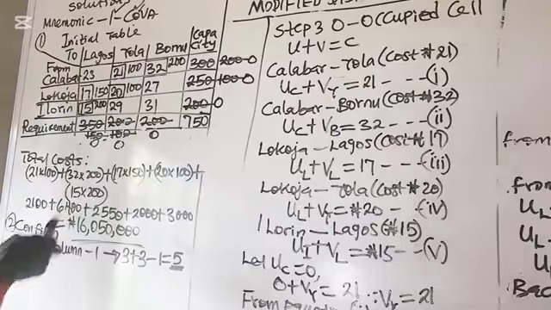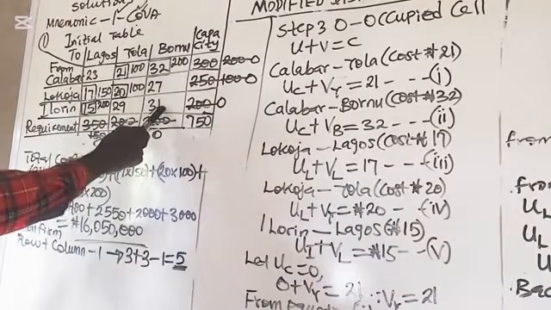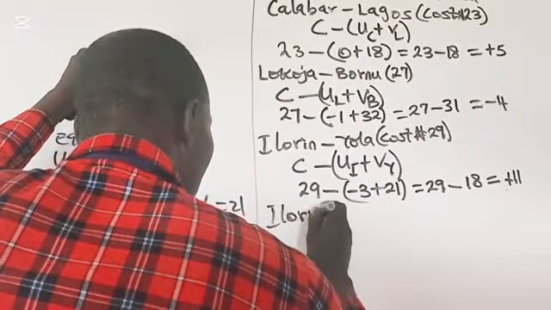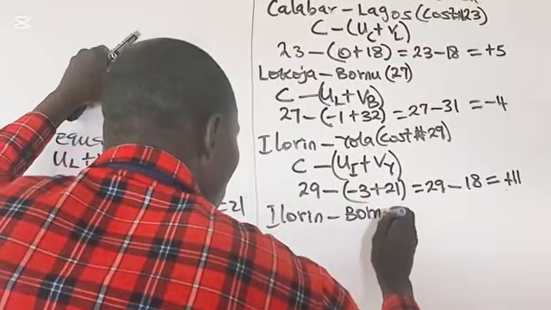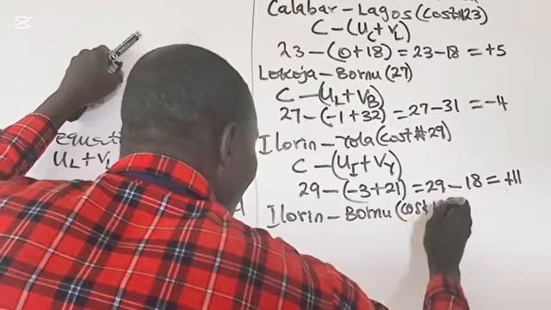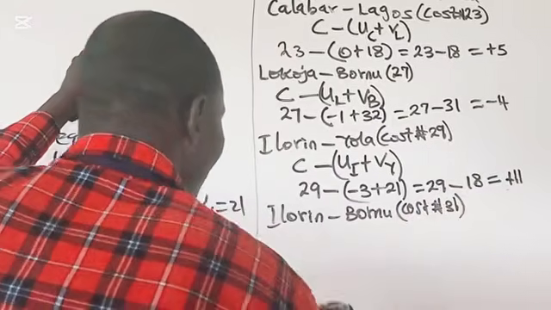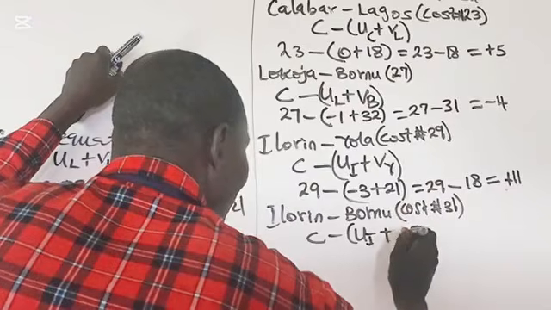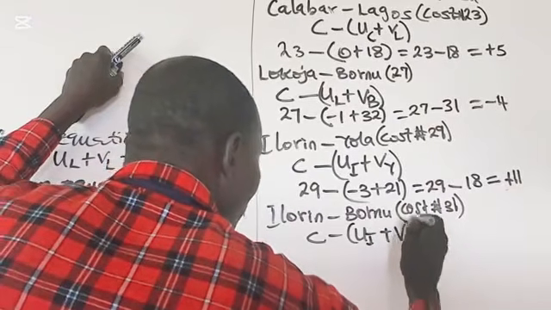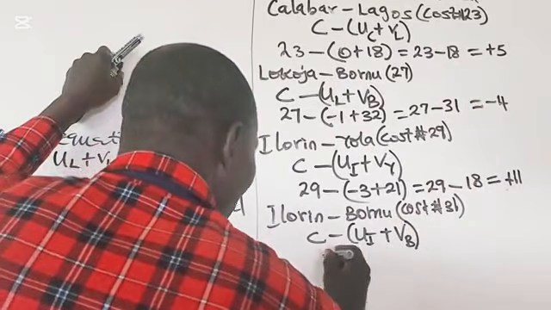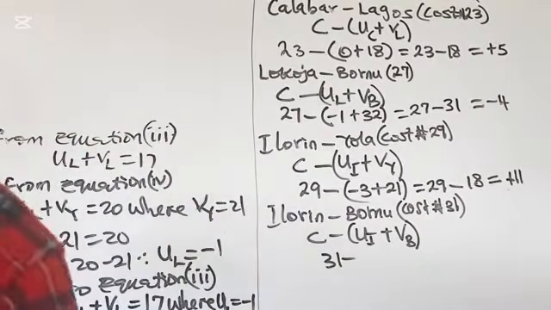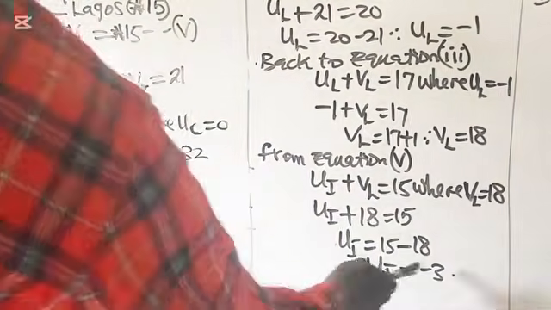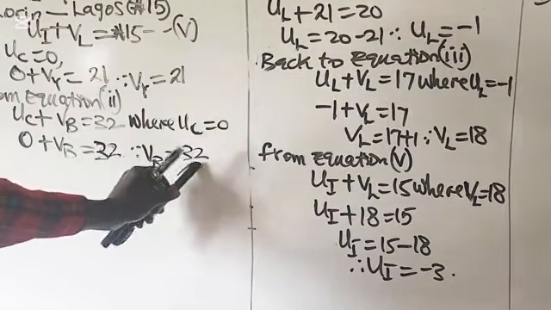Another vacant cell, Ilorin to Borno, the cost is 31. So that is C minus UI plus VB for Borno. So our C is 31 minus, what is UI? UI is minus 3 and VB is 32.